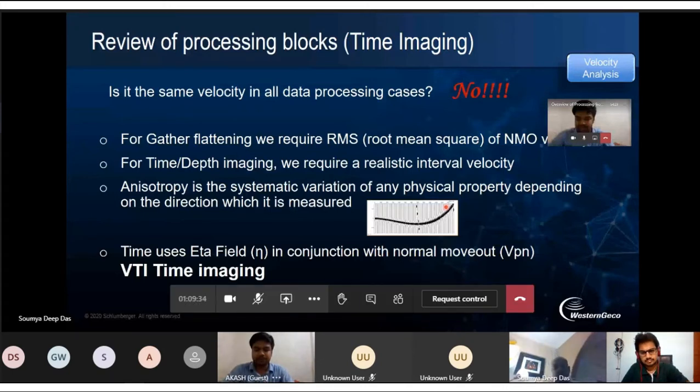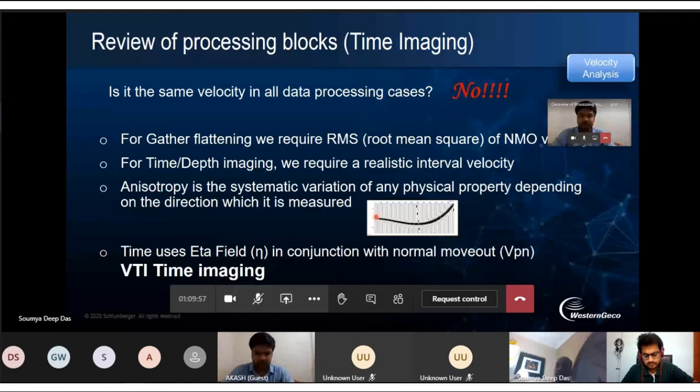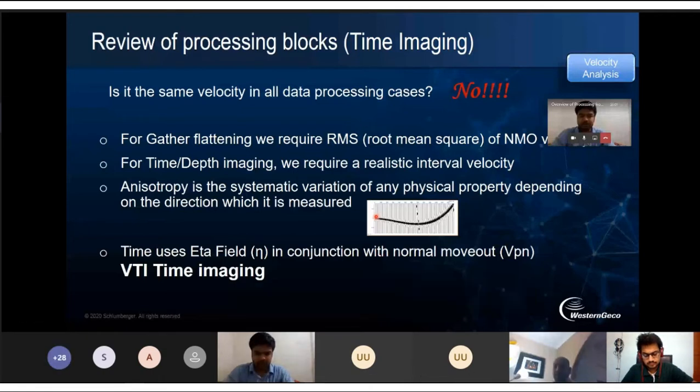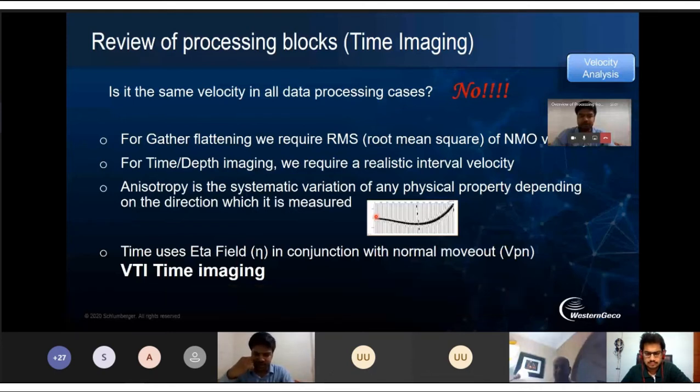Sure. So what happens when we migrate the volume, we provide two fields. One is the VPN, which is the normal moveout, valid for near offsets. And we also provide the eta field, which is valid for far offsets. So the migration algorithm uses these two velocity fields to do the travel time computations. And hence you get the correction at the far offsets, and the anisotropy is included in your travel time. So these velocity fields are used within your migration algorithm to do the travel time computations. Is that your question?